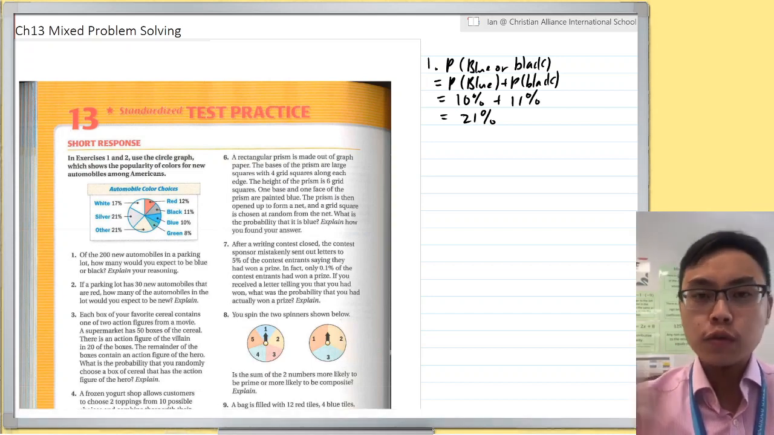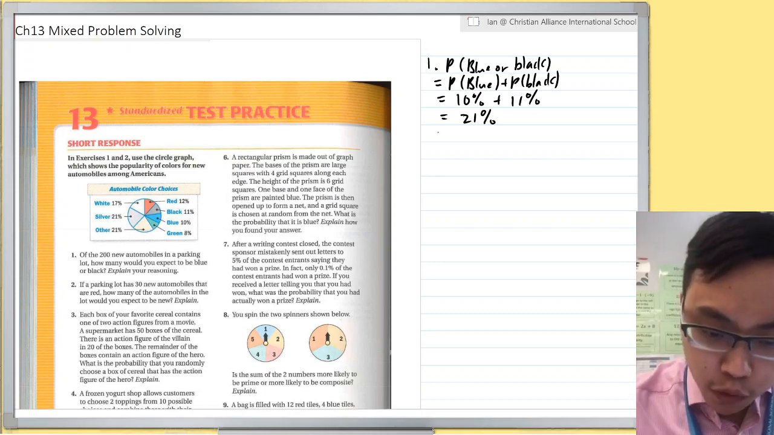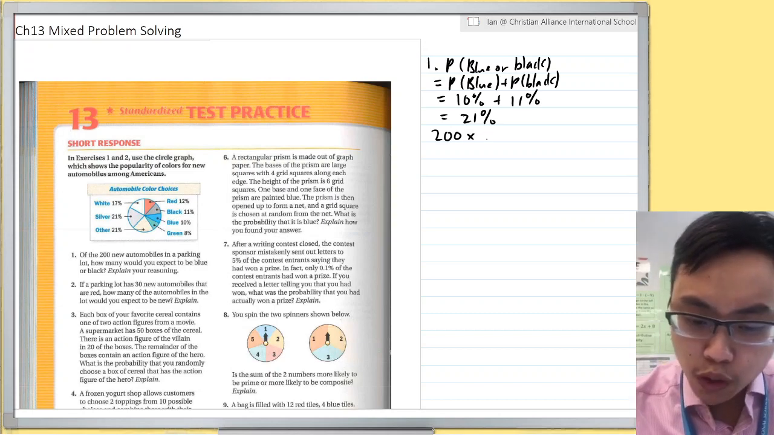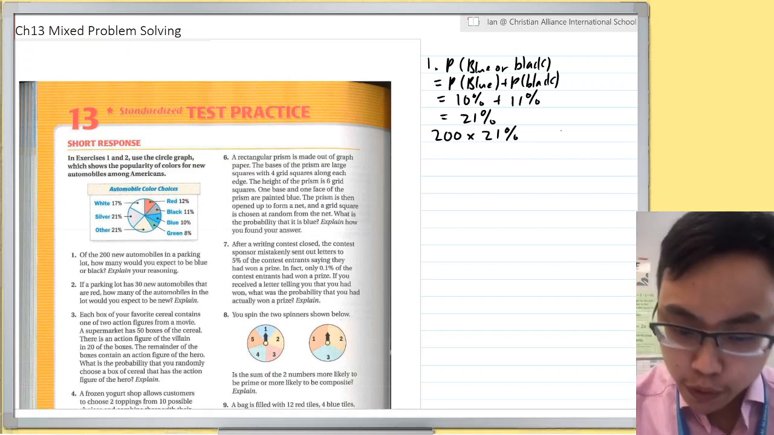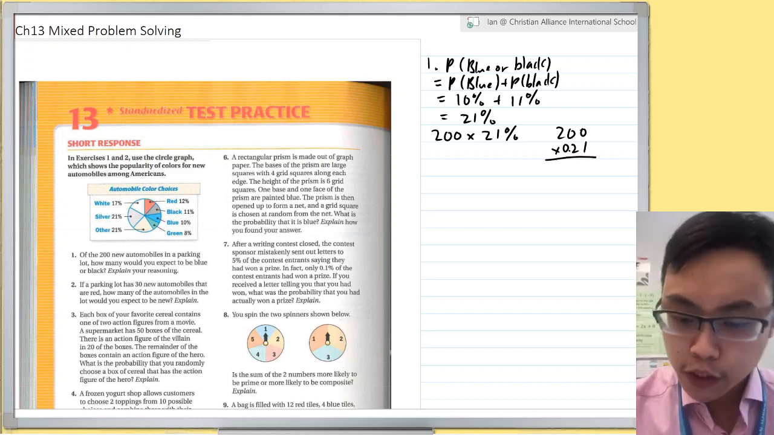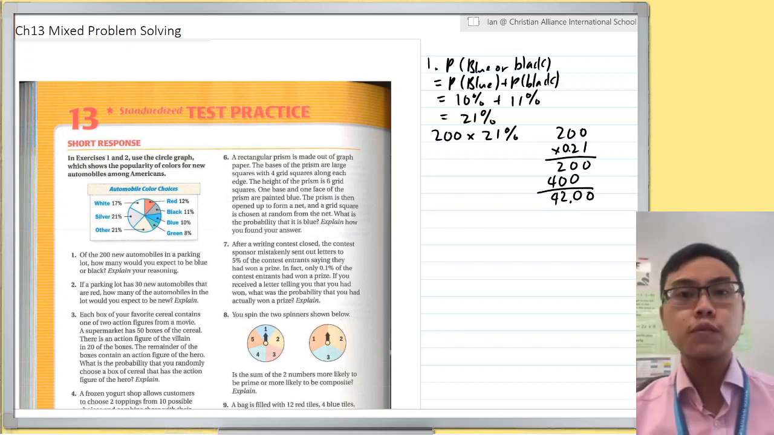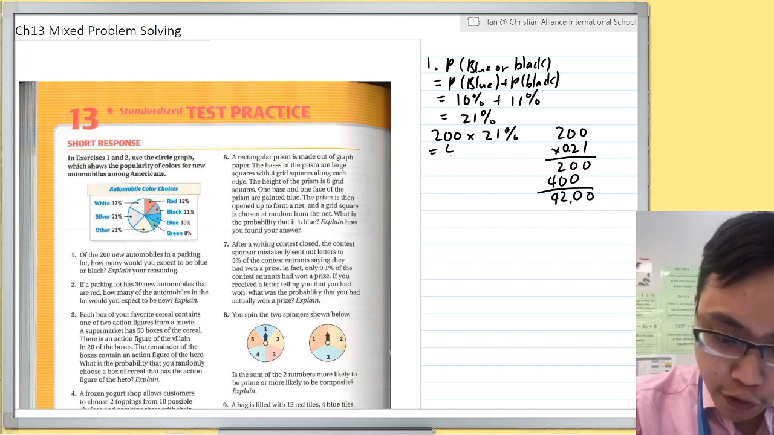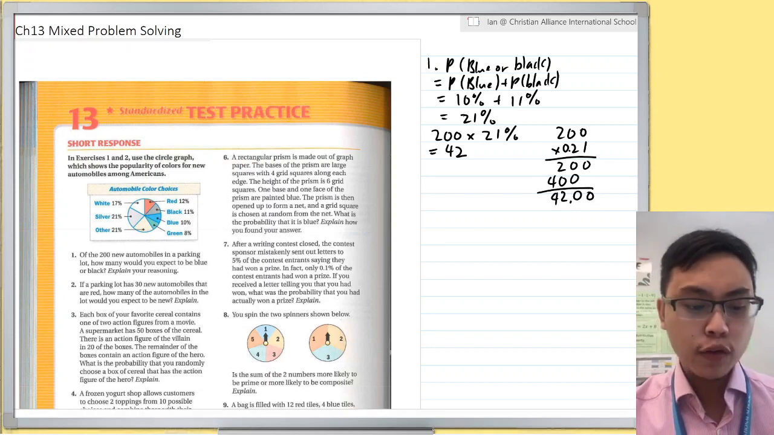Now we have to project it onto 200 cars in a parking lot. So 200 multiplied by 21%. If we have to show our working out, I can show it as 200 times 0.21. We can use long multiplication. 1 times 0 is 0, 0, 2, and then that's 0, 0, 4. Add them together, that's 0, 0, 2, 4, with 2 decimal places, so move it back 2 decimal places. In the end, we will have 42 cars. So we will expect 42 cars to be either blue or black.